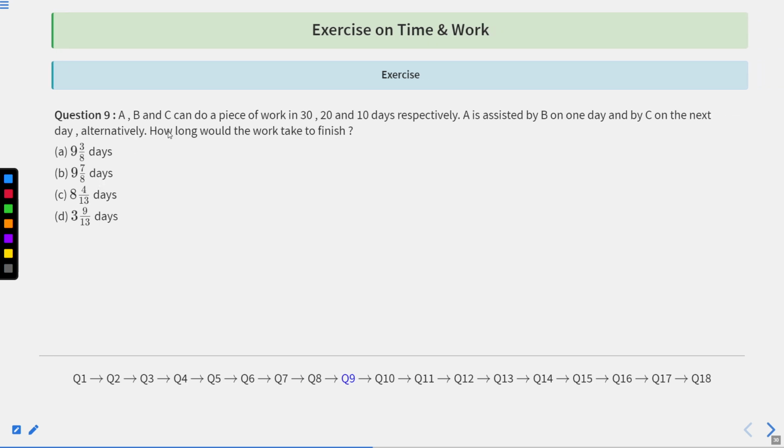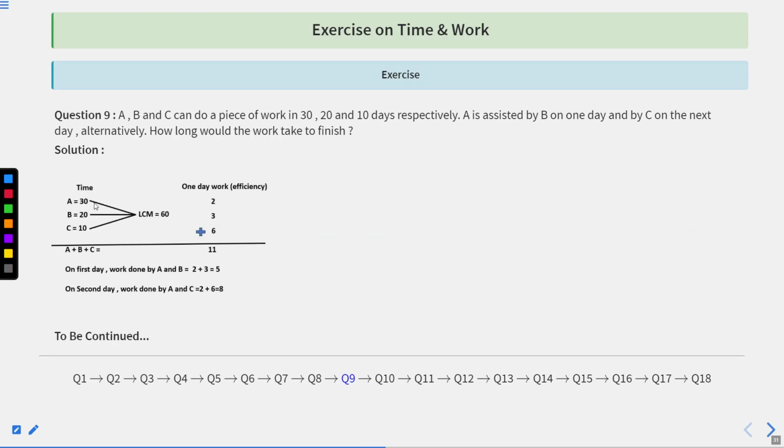Question number 9. A, B and C can do a piece of work in 30, 20 and 10 days respectively. A is assisted by B on one day and by C on the next day alternately. How long would the work take to finish?